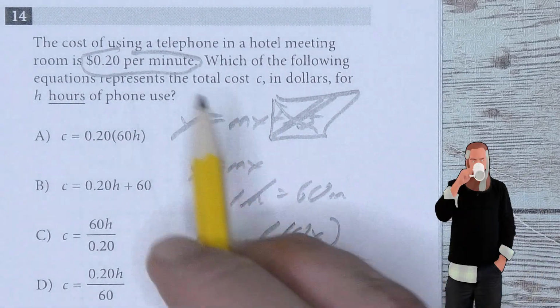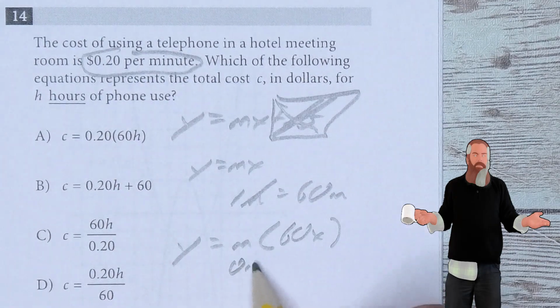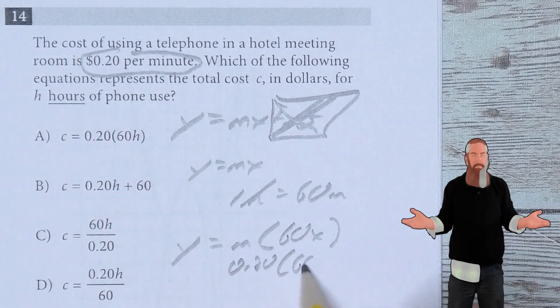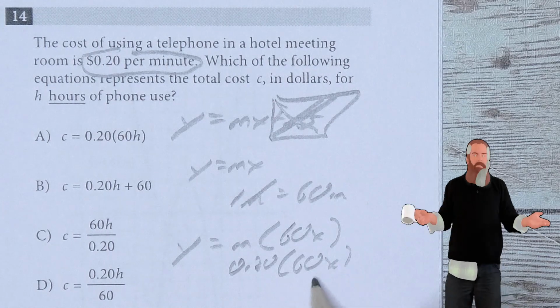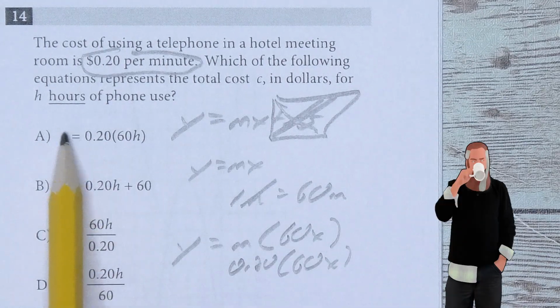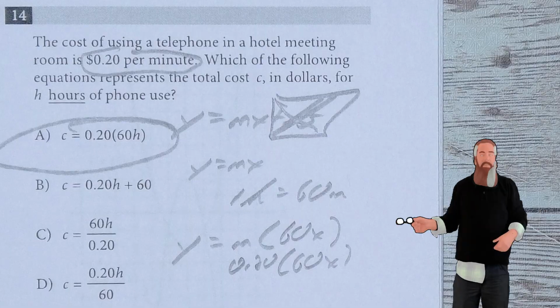What is m? Well, 20 cents per minute. 0.20 times 60x. And of course, my variables are off here in what happened, but A is still the answer.